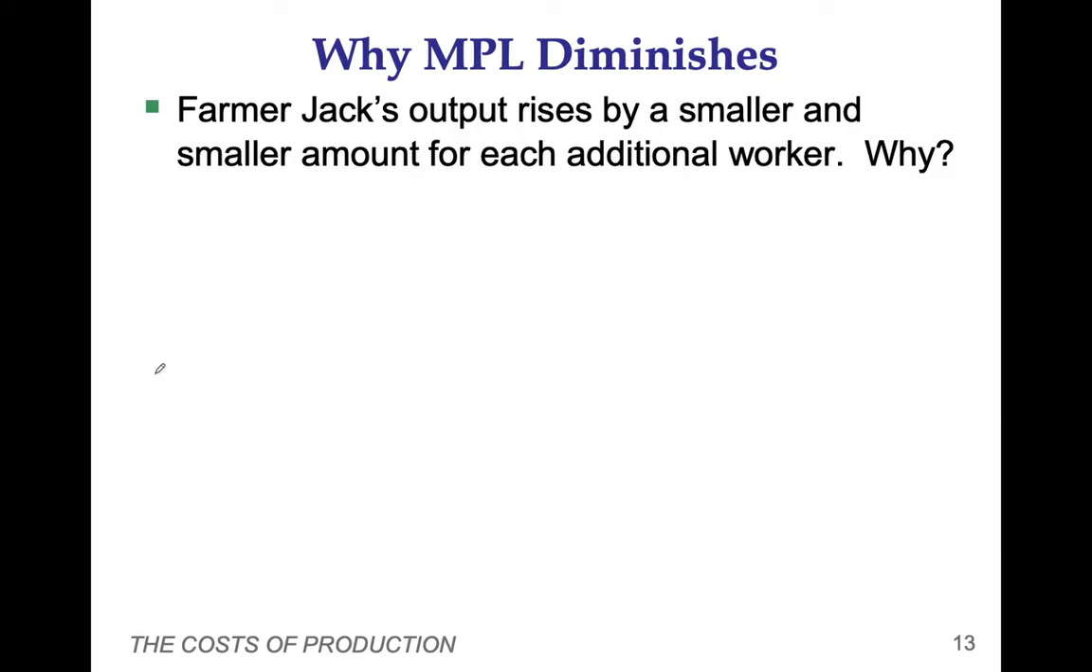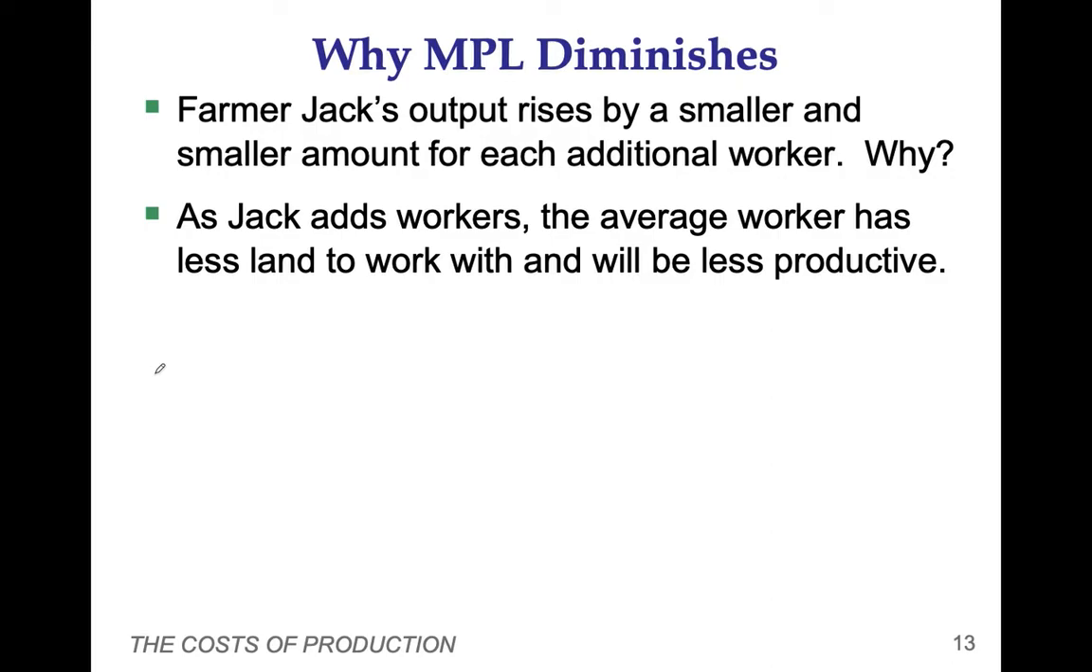Jack's output rises by a smaller and smaller amount for each additional worker. So why? As Jack adds workers, the average worker has less land to work with and will be less productive. So in this farming example, the additional worker will have less land to work in. Because he has less land to work in compared to worker number 1 or worker number 2, obviously his productivity will be lower.